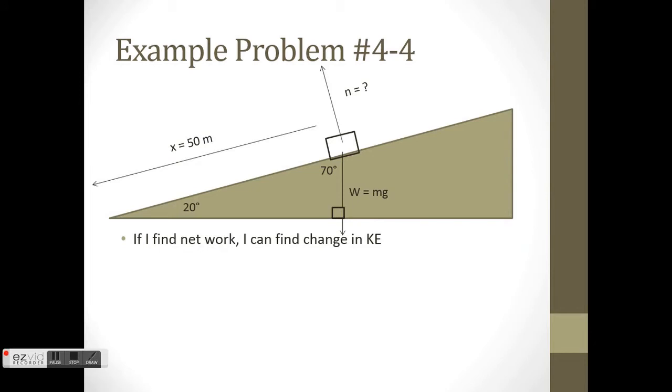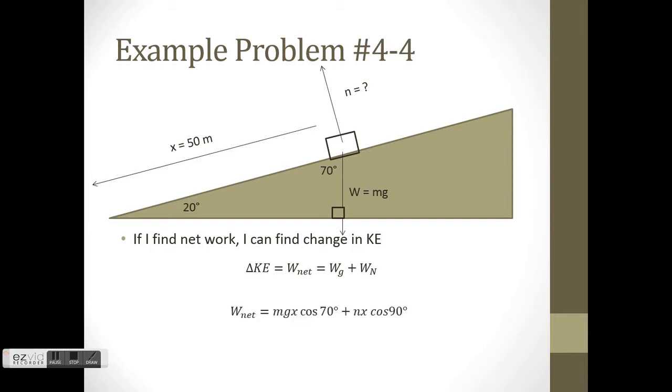So if I can find the net work, I can find the change in kinetic energy. Since the person started at rest, their kinetic energy initially was 0, so I could find the final velocity. So the net work on this skier is going to be the work done by gravity, what I'm going to call Wg, and the work done by the normal force, which I'm going to call Wn.